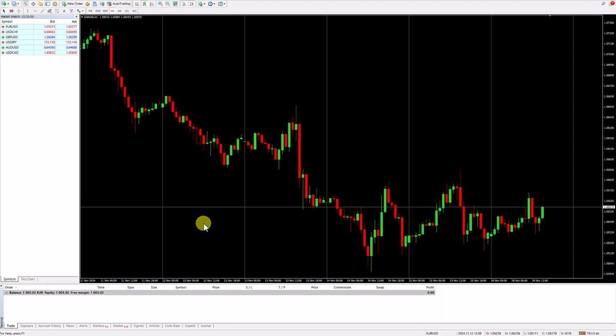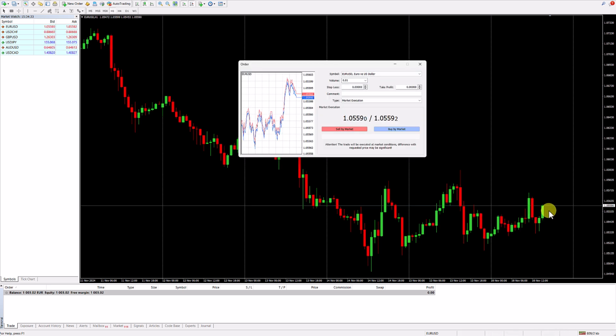So now I want to show you how to actually execute a trade on your charts. And here we are now in MetaTrader 4. MetaTrader 4 is the most popular and most used Forex trading platform out there. It's very easy to use and most brokers will offer MetaTrader 4. And I will show you how to use MetaTrader 4 to execute trades.